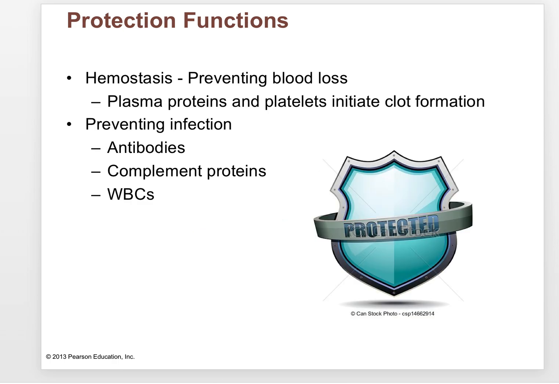And protective functions: blood protects against blood loss through the use of plasma proteins and platelets, which initiate clot formation. It has a function of protection for preventing infection through antibodies, white blood cells, complement proteins. All of these are flowing through the blood and act to help protect the body against invaders.